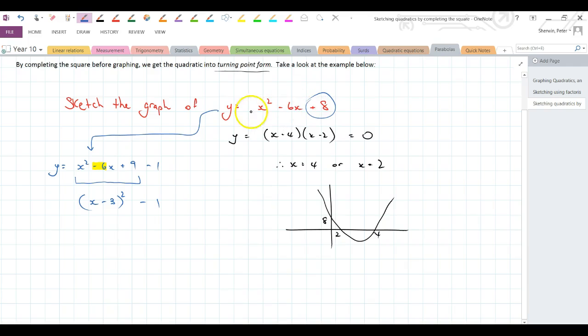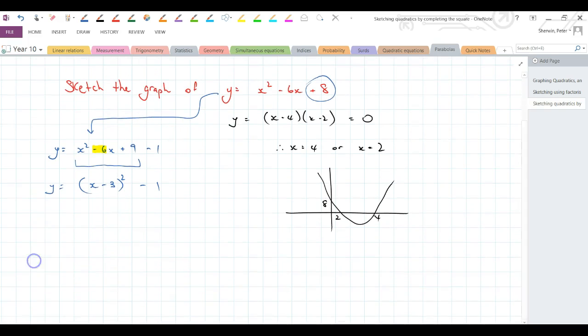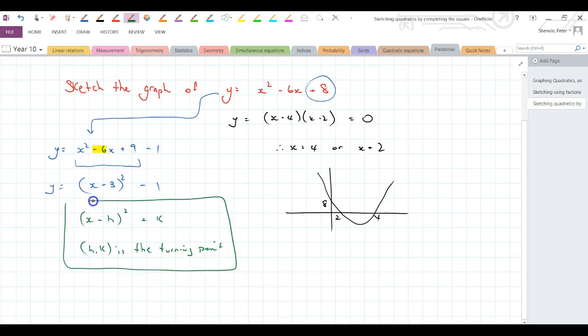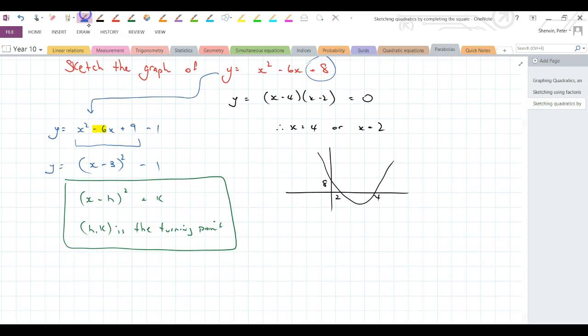Okay, remember I'm following on. Every step is logical. Now I've got y equals x minus 3 squared minus 1, and this is in turning point form. Remember, turning point form is y equals x minus h squared plus k, where h, k is the turning point. So let's think about that as we proceed with this question.